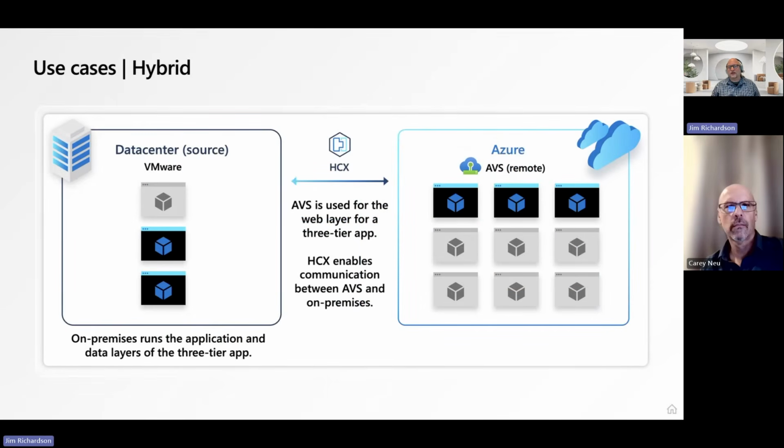Okay. And then here's a hybrid where you may have on-premise and Azure together. AVS is used for the web layer, and HCX enables that communication between the two.